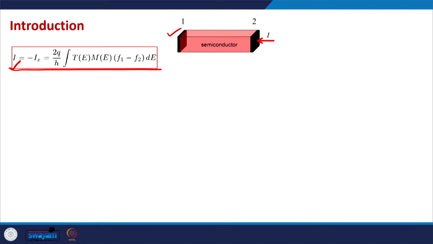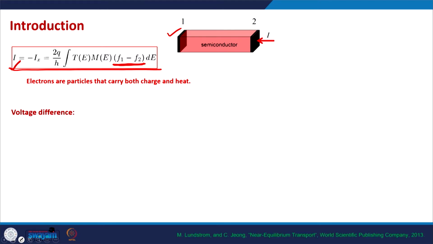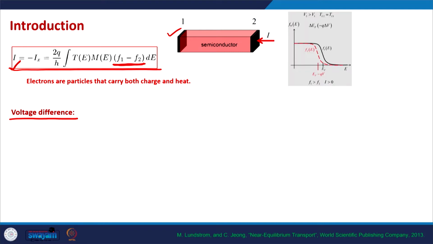What we understand here is that F1 minus F2 is an important quantity. It is actually the forcing function for the current. If F1 minus F2 is 0, then the current will also be 0 and there is no electrical conduction in the circuit. But if F1 minus F2 is non-zero, then there is a non-zero current in the circuit. What we also saw was that F1 minus F2 can become non-zero by, number 1, a voltage difference. If there is a voltage difference between terminal 1 and terminal 2, then F1 minus F2 will be non-zero.